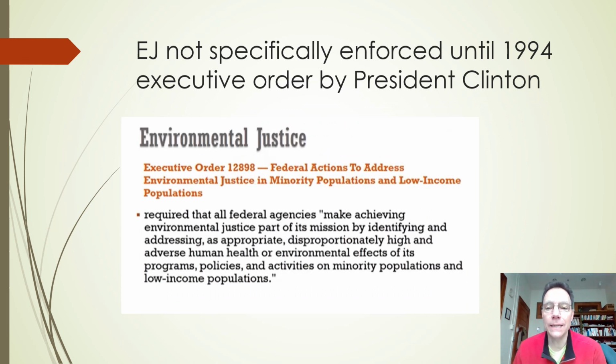Really until 1994, this was not specifically enforced. And that's a long time. So 30 years from the passage of the Civil Rights Act until 1994, an executive order signed by President Clinton required all federal agencies to make achieving environmental justice part of its mission. In other words, to write this into the rules for any federal agency. But that tells you how long it took for civil rights issues to recognize that environmental justice should be part of those.